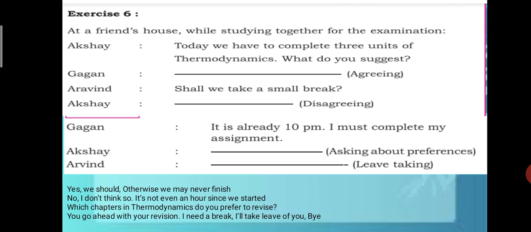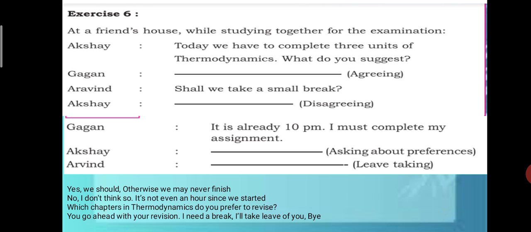So they are sitting there and studying. Akshay says they need to complete those 3 units which they are studying. So Gagan says, yeah, we should, otherwise we may never finish. He agrees with Akshay. If you disagree, you would say, no, we will stop the study now, we can continue it tomorrow. But since he is agreeing, you can write, yes, we should, otherwise we may never finish.